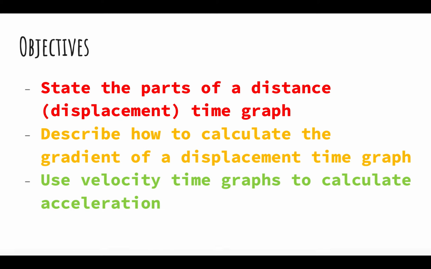So we've stated the parts of a distance or displacement time graph, what's on the y-axis, what's on the x-axis, the various stages within that. We've also described how to calculate the gradient of a displacement time graph. That's what we just did, and we said it tells us the velocity. For those of us aiming for up to grade 4, that is a good place to finish. However, this next section is the same skill, so it's not that much more difficult, so I recommend you stay on.